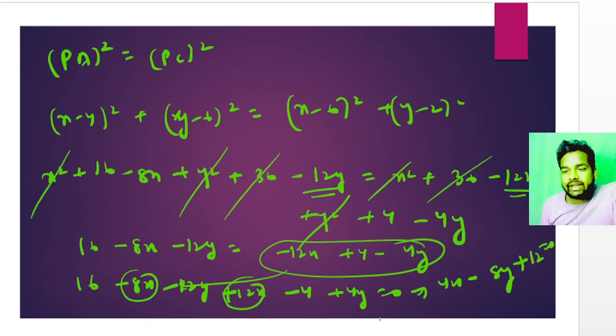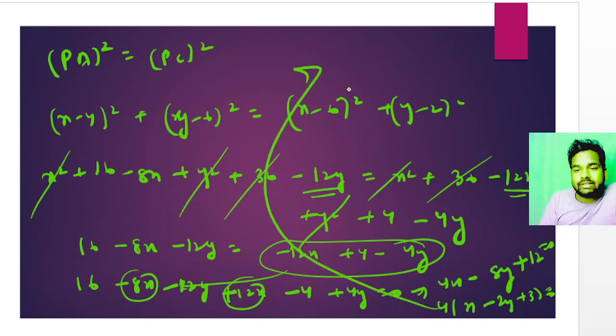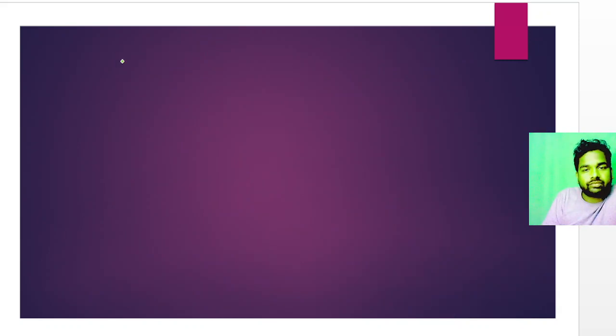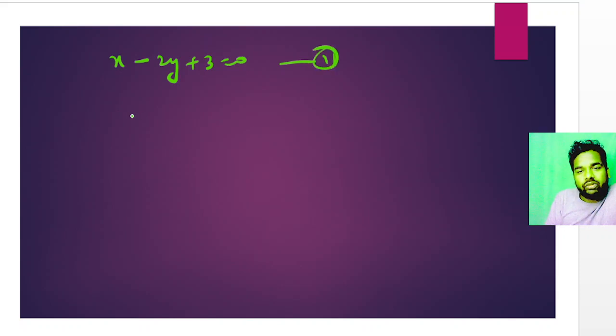From here you can take 4 common: x minus 2y plus 3 is equal to 0. This is the equation, and from here you can write x minus 2y is equal to minus 3. This is our equation number 2.